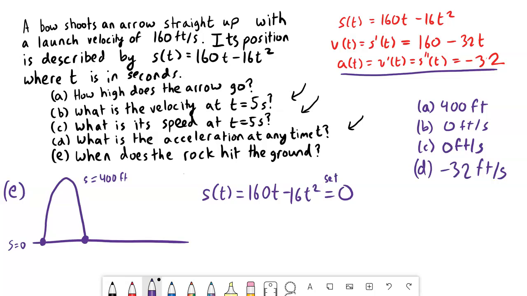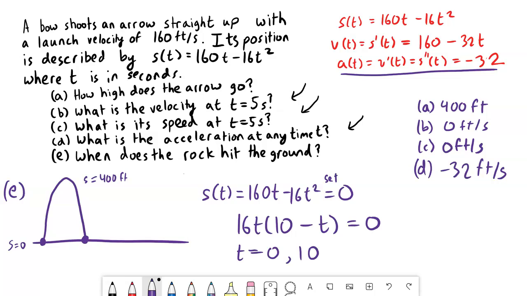You can use the quadratic formula. You can factor. I'm just going to do the easiest one that I can show to you and just factor it out. So factoring it out is pretty simple. What you want to do is find the GCF, which is 16t for both terms, right? So 16t, we're left with a 10, and we're left with a t equals 0. So now we want to solve for t. t can equal 0, or it could equal 10, right?